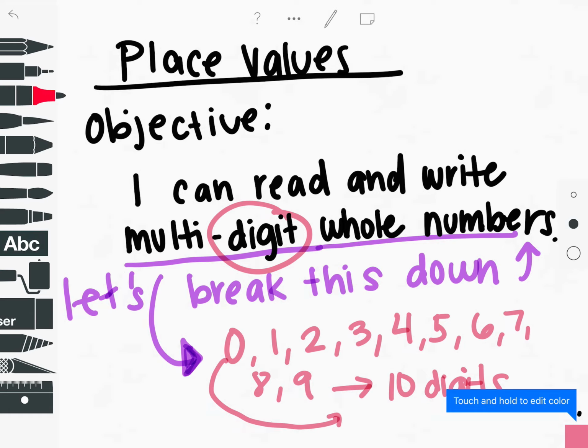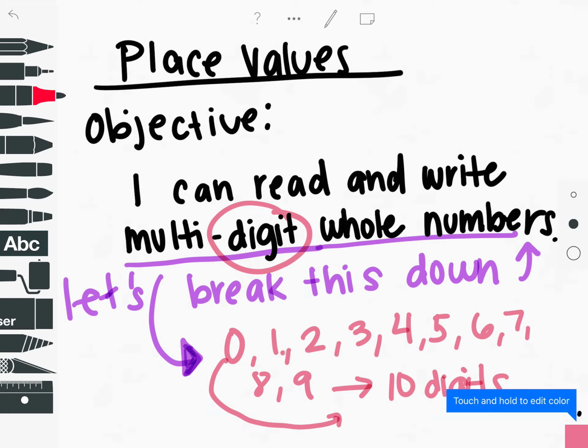Hello students, today we're going to continue our lesson on place values. So our objective is I can read and write multi-digit whole numbers. So let's review this. Remember that multi-digit whole numbers consist of 0, 1, 2, 3, 4, 5, 6, 7, 8, 9. And in total, each of these numbers are digits as well.